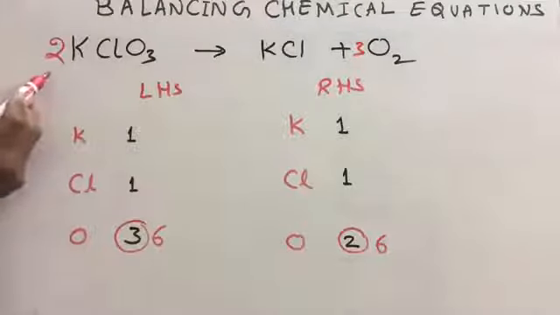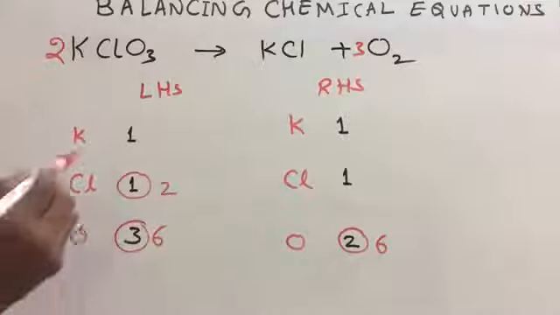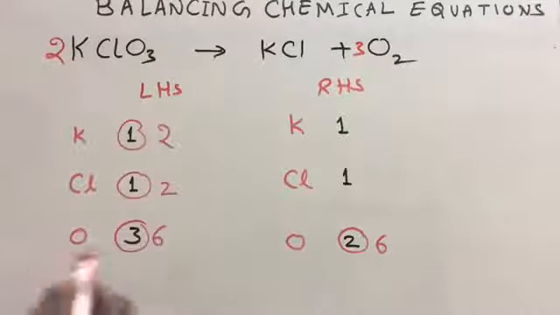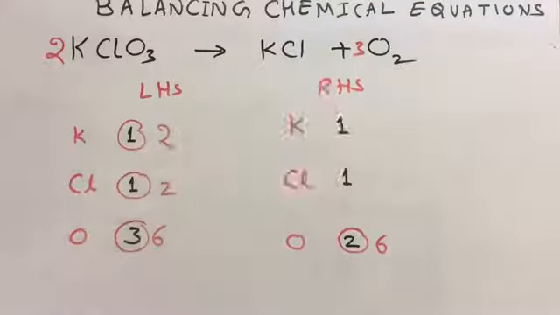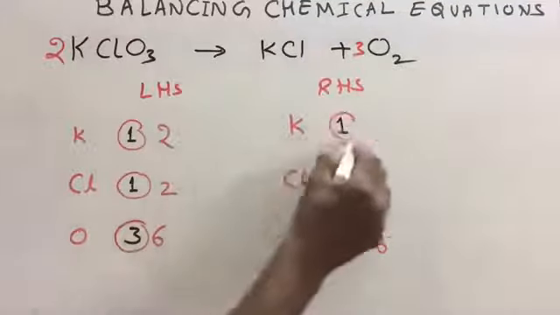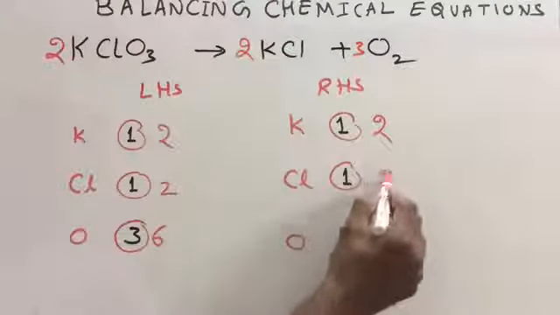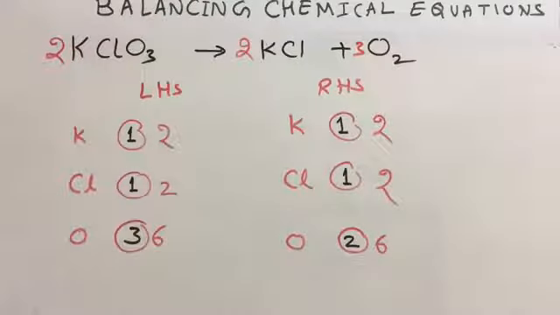So chlorine now became 2, and potassium became 2. Here we have chlorine that is unbalanced, then multiply with 2. So you will be getting 2 potassium as well as 2 chlorine. 2, 2, 6, 2, 2, 6. That means the equation is balanced.